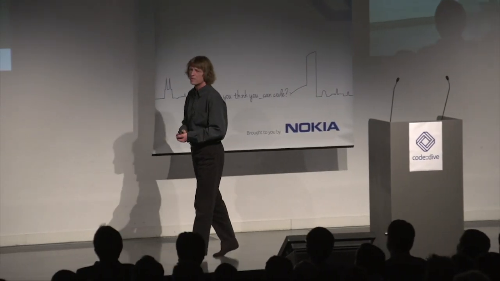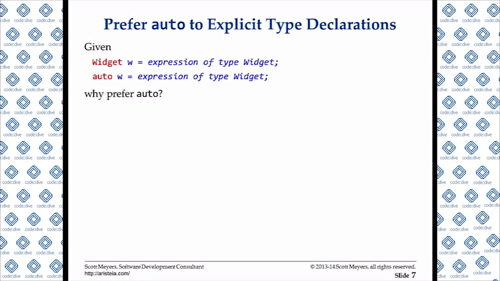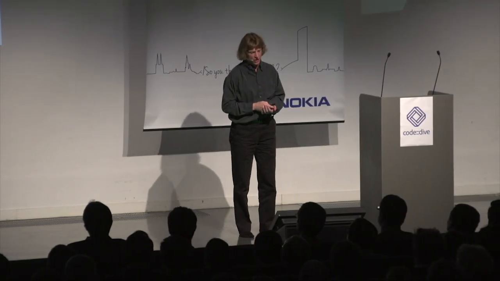All right, first topic I want to talk about is auto. What I want to do is talk about why I think auto is a useful feature and what it brings to bear. The natural question people say is, well, all right, if I have an expression that will yield a widget, I could just say Widget w, or I can say auto w. They both do the same thing. Auto is completely statically type checked. So the question is, why would you want to use auto?